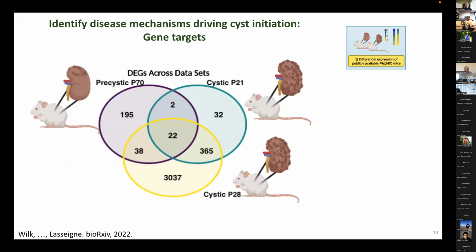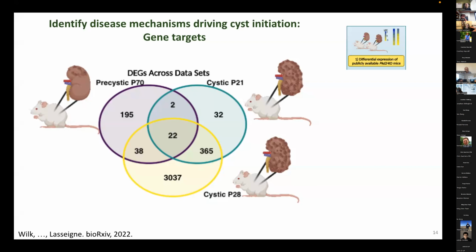However, when we compare across pre-cystic and cystic cohorts, here you can see a Venn diagram of the 3 different data sets, and I'm showing you the number of significantly differentially expressed genes in each data set compared to its control cohort. What you see here is that we see 195 genes that are differentially expressed in the pre-cystic data set compared to the matched control. And we see 22 genes that are differentially expressed in common among all 3 of these data sets.